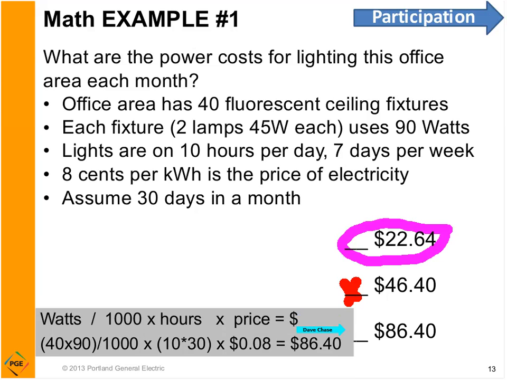So here's my answer. The watts here is 40 fixtures at 90. Divide by 1,000 times 10 hours a day for 30 days times 8 cents, it'd be $86.40.